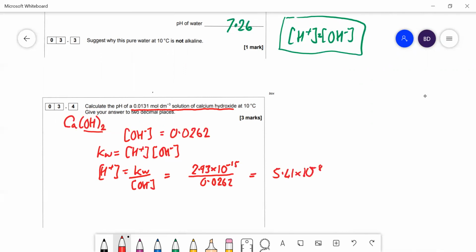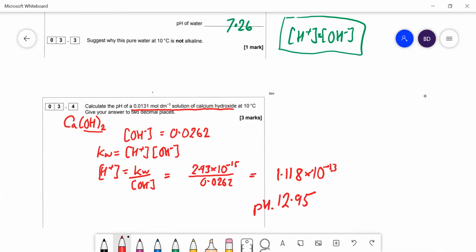That comes to 5.41 times 10 to the minus 8. Take the negative log of, sorry, it's not right. It doesn't come to that at all. Kw divided by that gives you 1.18 times 10 to the minus 13. Take the negative log of that, you get 12.95 to 2 dp. That is the pH of the solution.